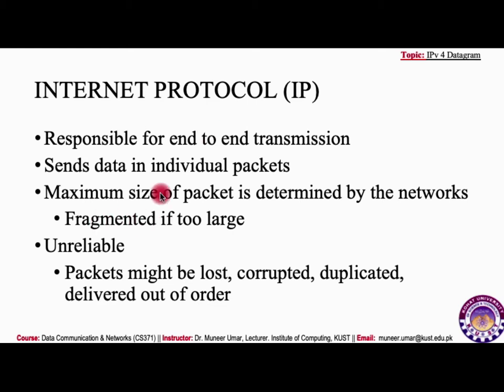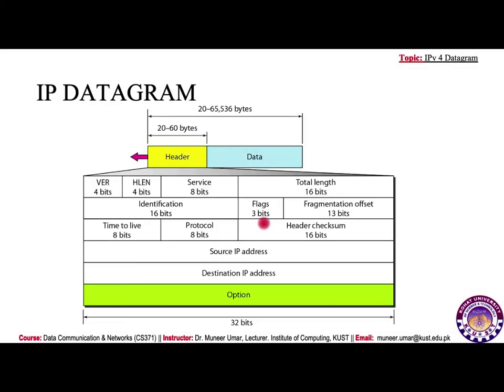The IP is unreliable. In the last lecture, we studied TCP and UDP. The reliability is actually the responsibility of the transport layer, and here in the network layer, IP is not responsible for any reliable communication. So packets might be lost, corrupted, duplicated, and delivered out of order. These are not the responsibilities of IP. Therefore, IP is unreliable.